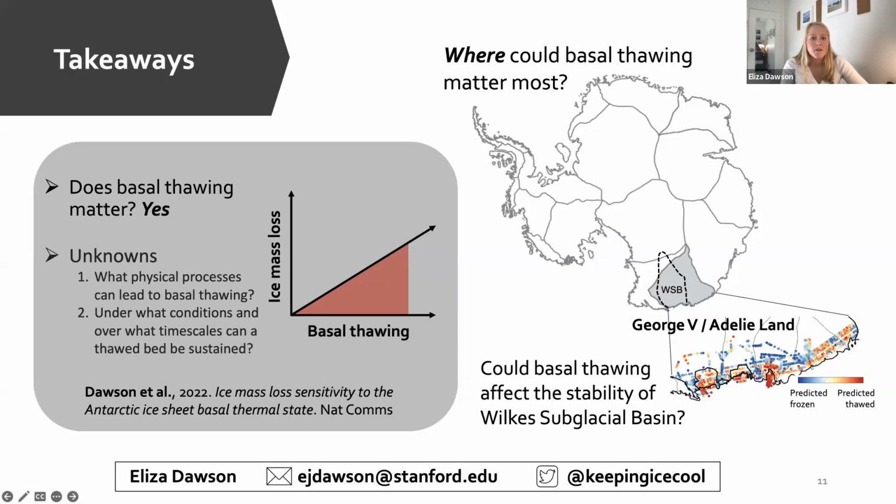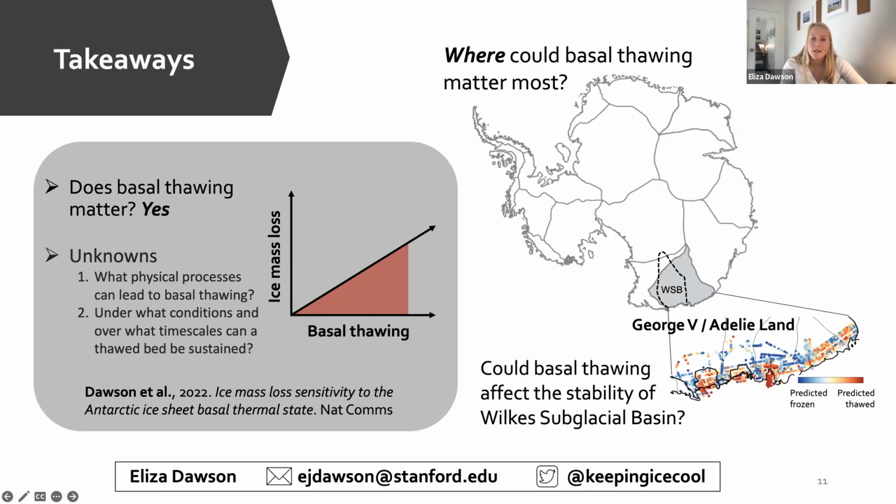And then I think the other big piece of this work is how interesting the George V Adélie Land region is. It does seem to be somewhere that could be really important to understand and better constrain the thermal conditions, because there could be large sections of the bed near the ice sheet margin that could be vulnerable to thawing.